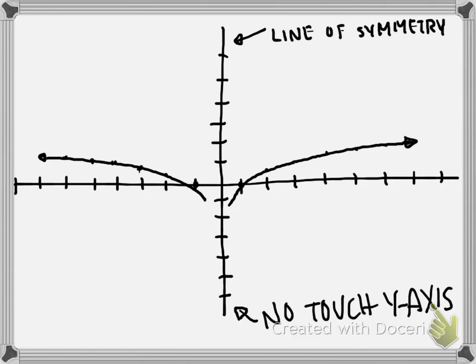After you get the ordered pairs from the table, you are ready to graph. As you can see, for this type of logarithmic function, the graph is not touching the y-axis. The y-axis also represents a line of symmetry. So whatever is on the right side of the y-axis is mirrored as the same thing on the left.